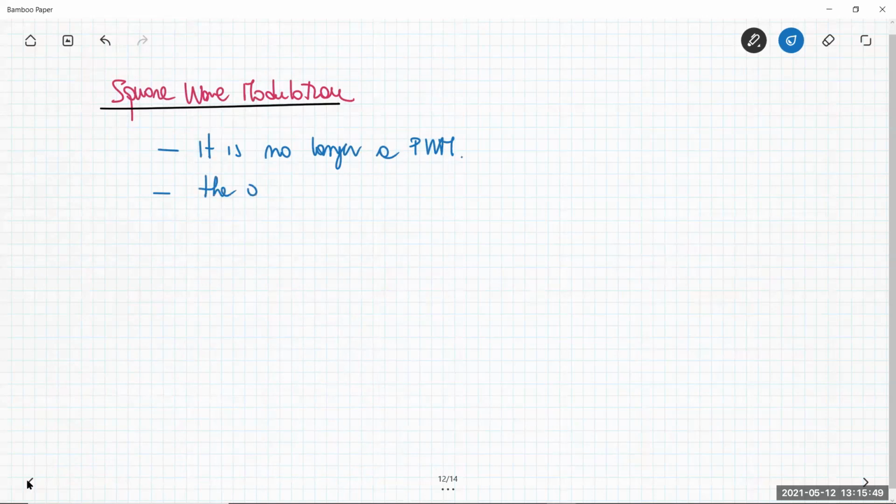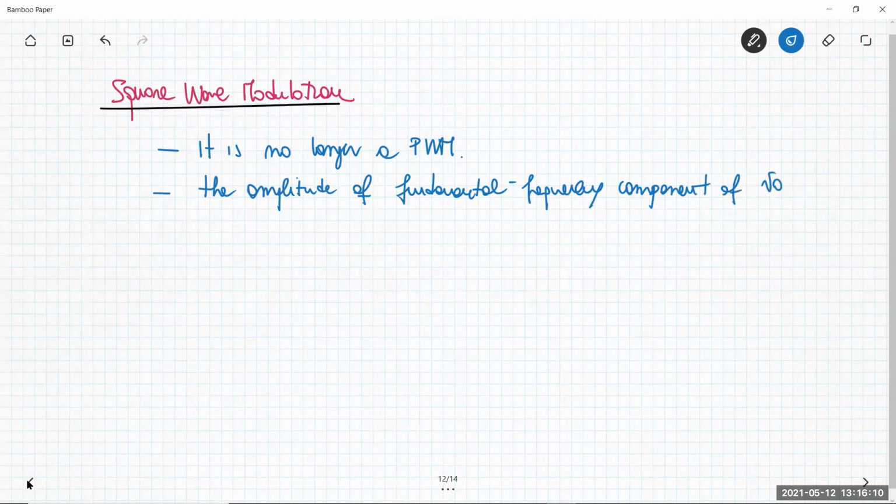So the amplitude of the fundamental frequency component of V naught is fixed at 4 Vd divided by pi. Okay, you cannot change it. It's not possible to change. So I can change the frequency, but I cannot change the amplitude.